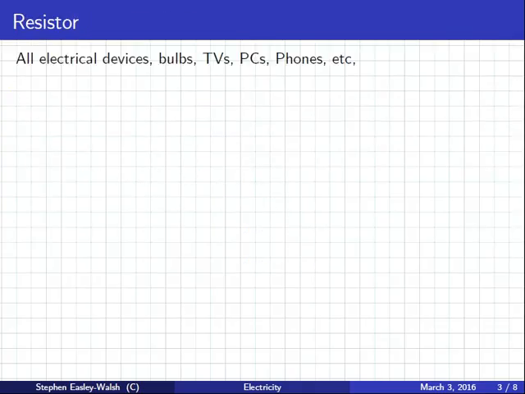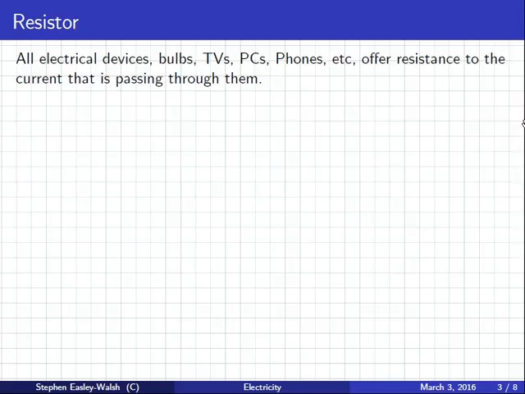All electrical devices, bulb, TV, PC, phone, etc. Actually, let me turn my phone back on. I turned it off. Offer resistance. So everything has resistance.